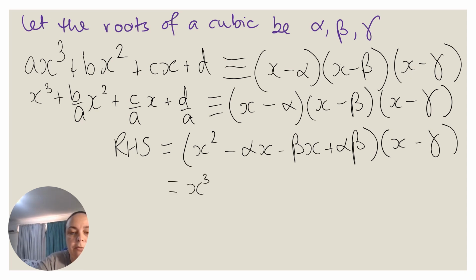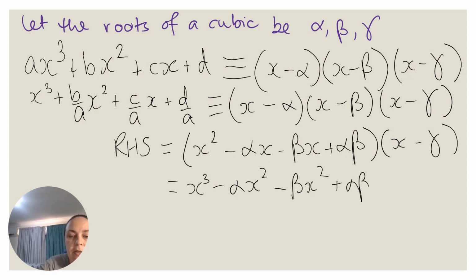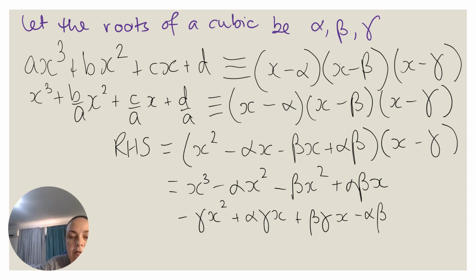So then I'm going to multiply the x through from the second bracket into the first bracket. So I get x cubed minus alpha x squared minus beta x squared plus alpha beta x. Then I need to multiply the first bracket through by minus gamma. So I get minus gamma x squared plus alpha gamma x plus beta gamma x minus alpha beta gamma. And that's my fully expanded form.